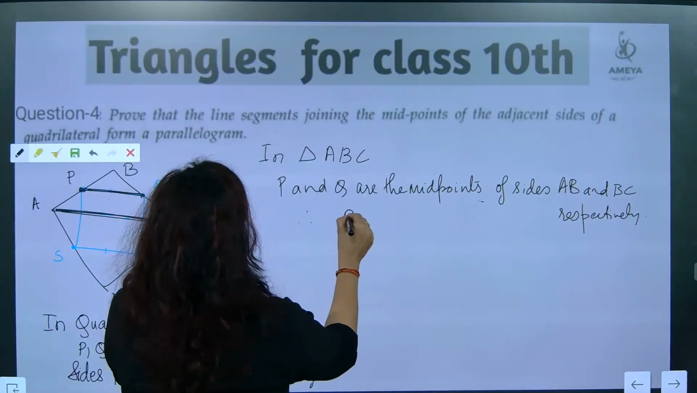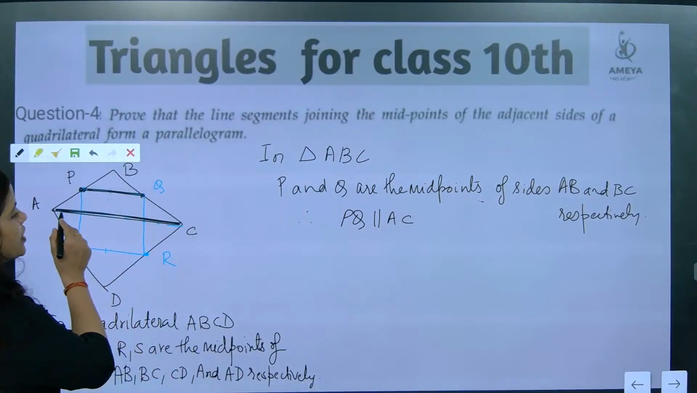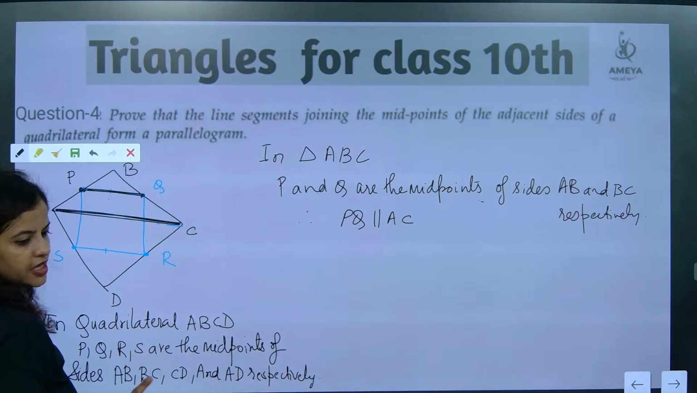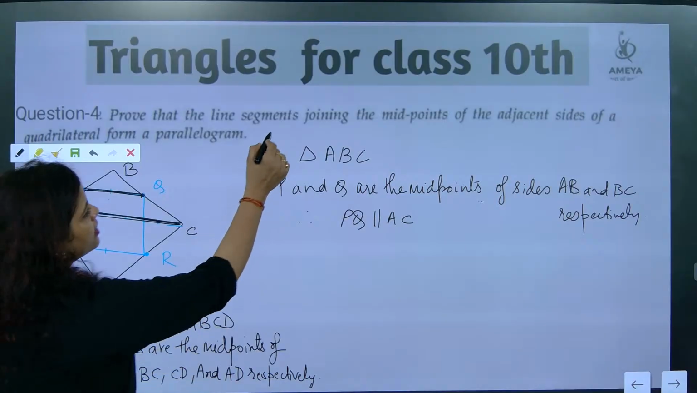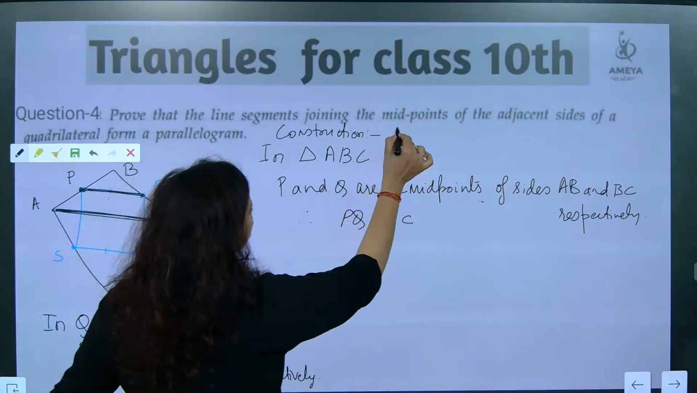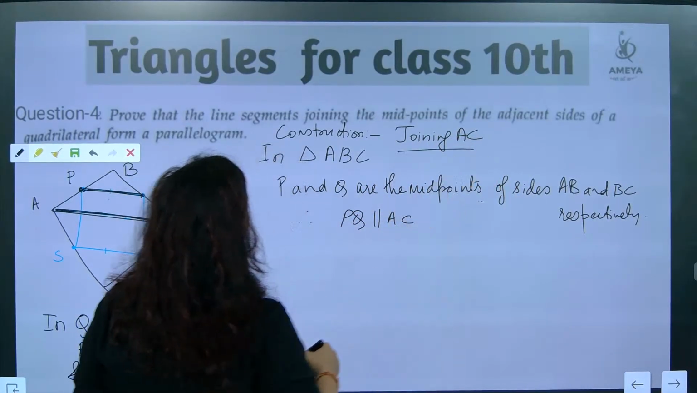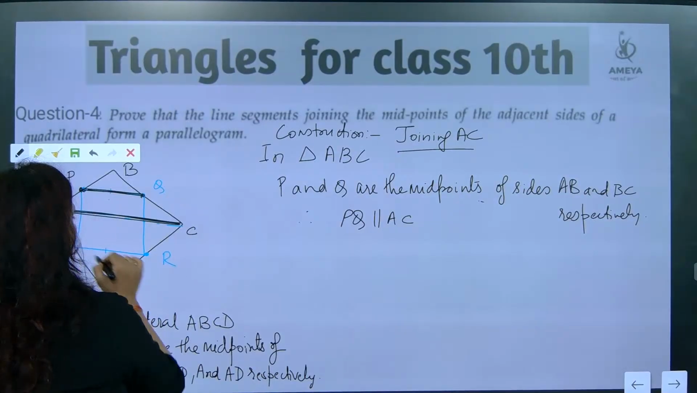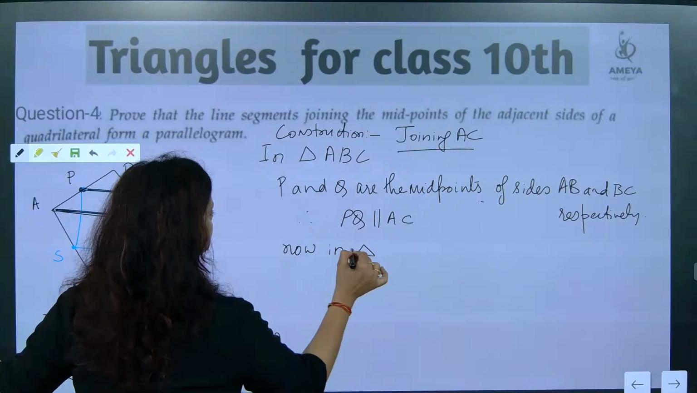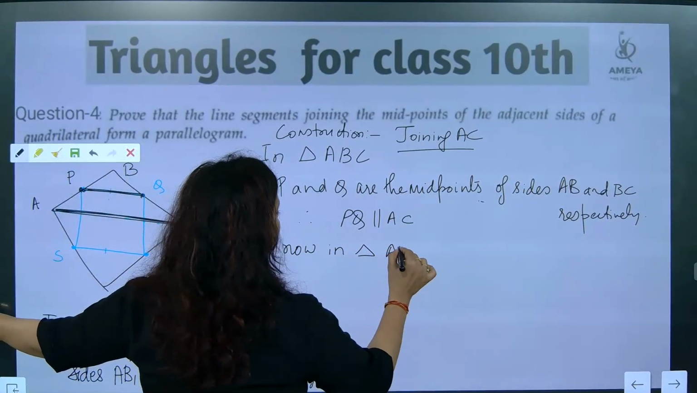Therefore, PQ will be parallel to AC. Here, in construction, you can say joining AC. In construction, if you wish, you can write joining AC, beta. Understood. So now which triangle are we going to consider? Now in triangle ADC.